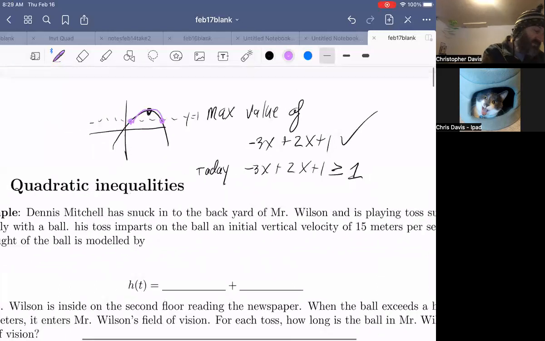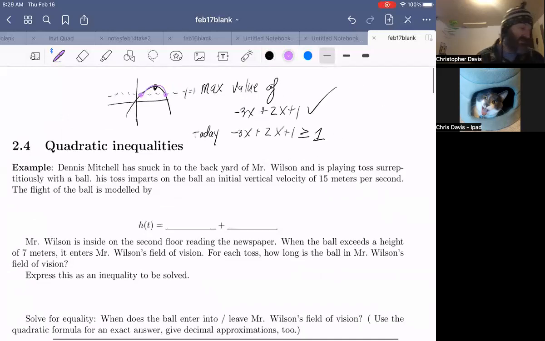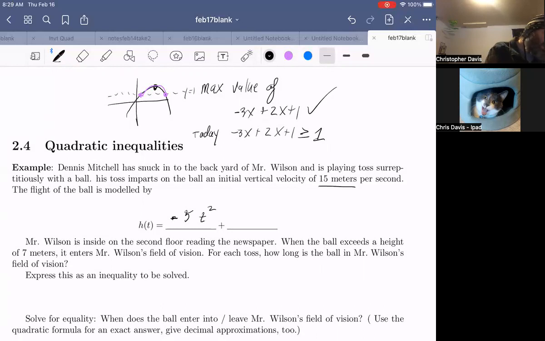And let's go ahead and build up to that with something of an application. Example, Dennis Mitchell has snuck into the backyard and Mr. Wilson is playing toss surreptitiously with a ball. Each toss imparts to the ball an initial velocity of 15 meters per second. Under that assumption, the flight of the ball is modeled by, and you know what I'm about to write down. There's the term that comes from gravity, -5 meters per second squared, t squared, plus something coming from the initial velocity, 15 meters per second, times t, h in meters, t in seconds.